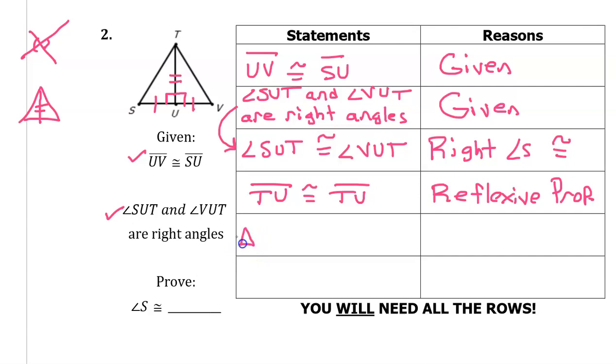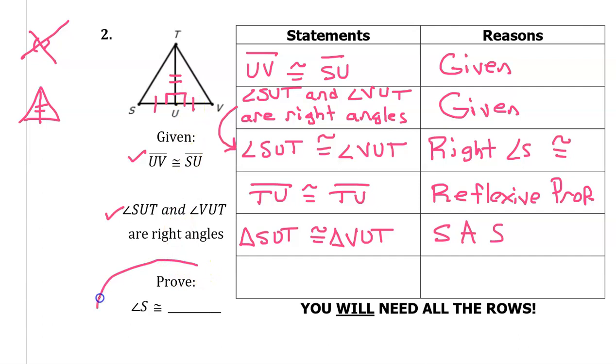So let's go ahead and say the triangle on the left, which is SUT, triangle SUT is congruent to triangle VUT. The reason, will it be side, side, side, side angle, side, or what? Well, this will be side, angle, side. I see that we have 2 sides and the angle in the middle. So that's side, angle, side. So we have proven that the 2 triangles are congruent.